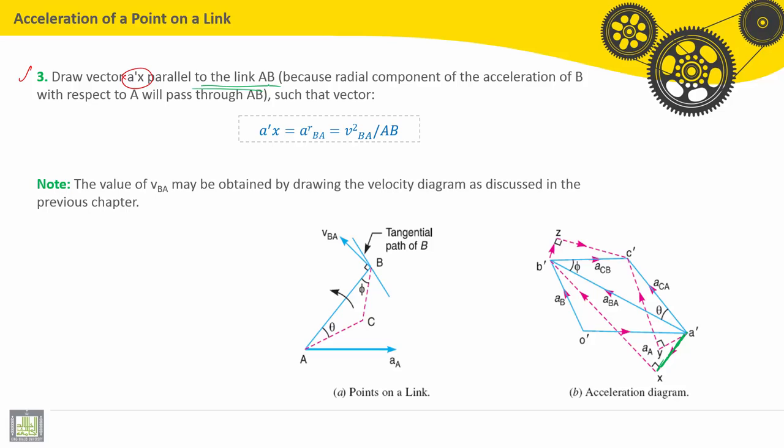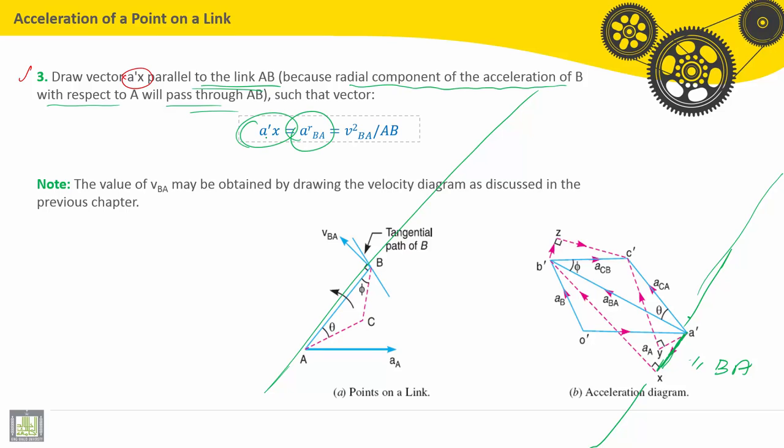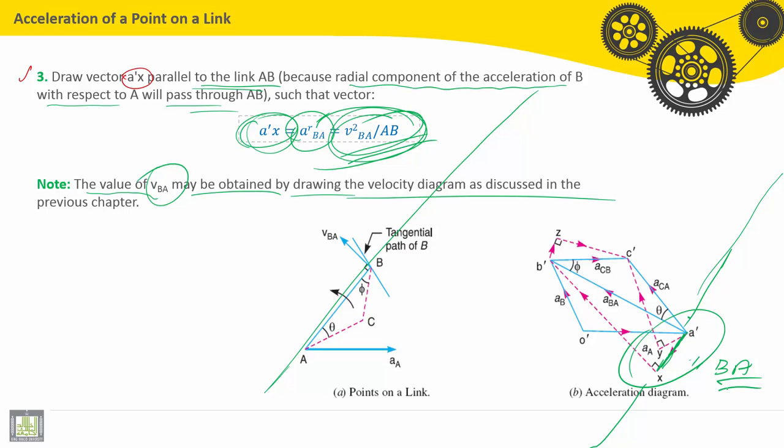Parallel to the link AB, because the radial component of the acceleration of B with respect to A will pass through AB. So it is parallel to BA, okay? This is BA, and this is A dash X. So A dash X is the radial component of the acceleration BA. So it is equal to VBA squared divided by AB, okay? So we have to calculate this magnitude. The value of VBA may be obtained by drawing the velocity diagram discussed in the previous chapter. Once we find out VBA, we can calculate A dash X and we can draw it here parallel to BA in a suitable scale.